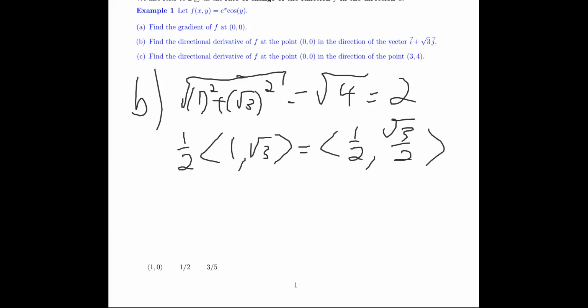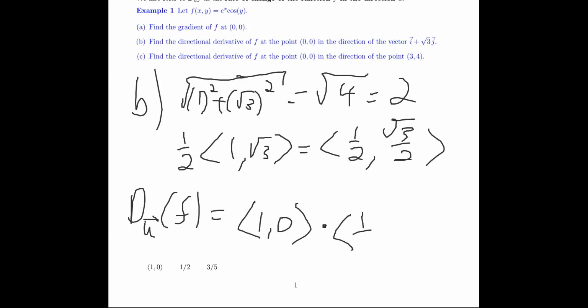So our directional derivative, D sub u of f, is equal to 1 comma 0, our gradient vector evaluated at 0 comma 0, dotted with u, which is 1/2 comma root 3 over 2, which is all equal to 1/2. All right, that's it for that one.